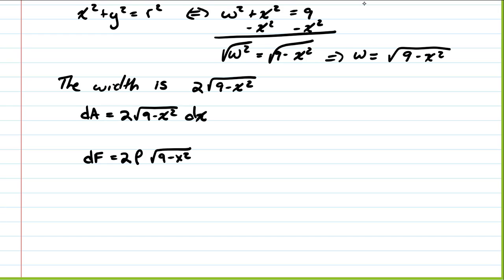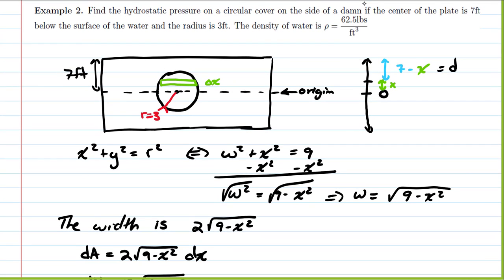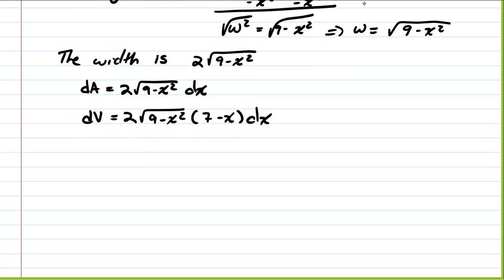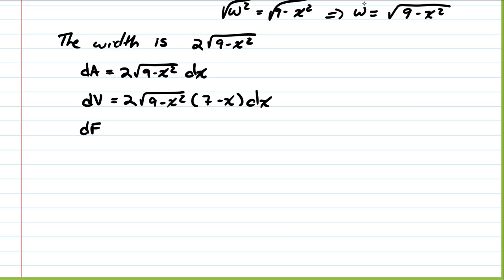Oh, I'm skipping a step. I forgot the volume. I'm getting too excited. So our volume of that is going to be 2 times the square root of 9 minus x squared. And then what's our depth? 7 minus x dx. So that's our volume. And then our force is this times rho. So finally, 2 times rho times square root of 9 minus x squared times 7 minus x dx.